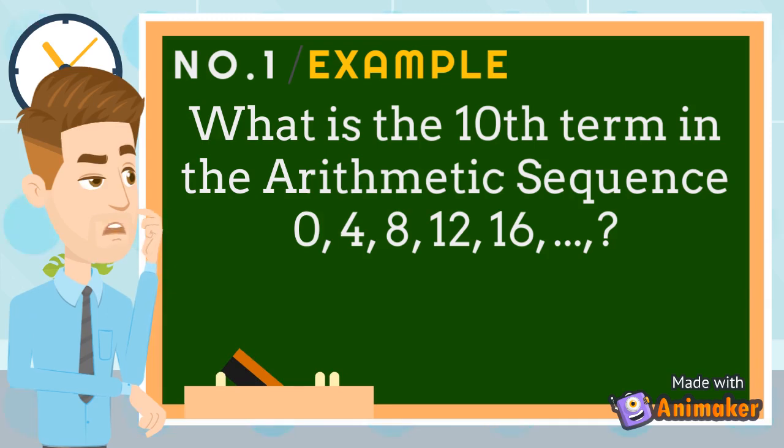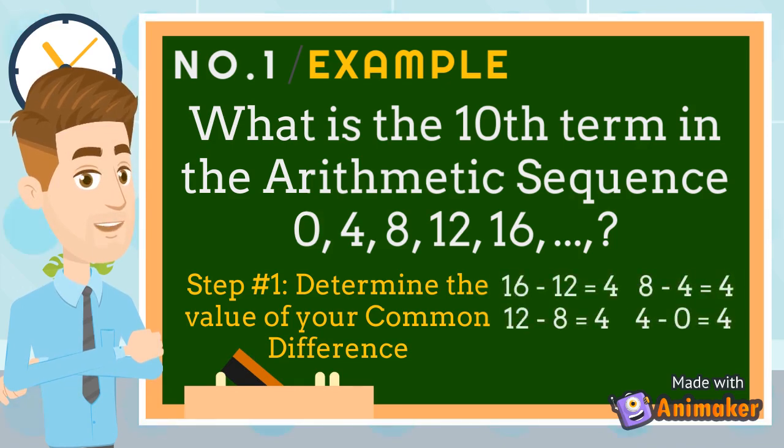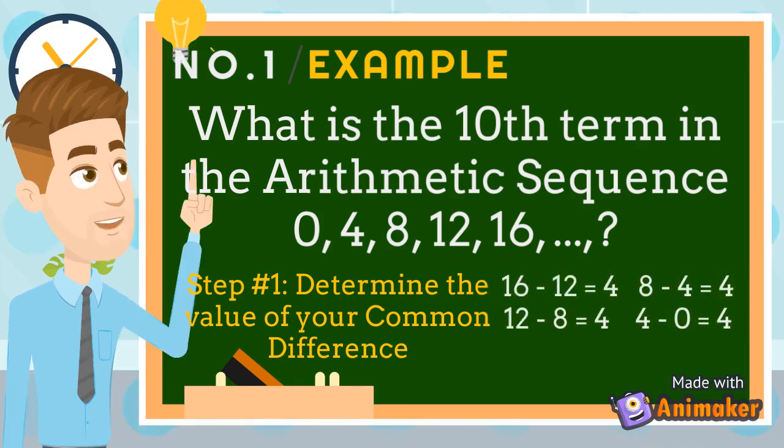In solving this problem, we will be following 3 steps. First, we need to determine the value of the common difference by just simply taking any number from the sequence except the first term and subtracting the previous one. For example, we have 16 minus the previous term, which is 12, and their difference is 4.